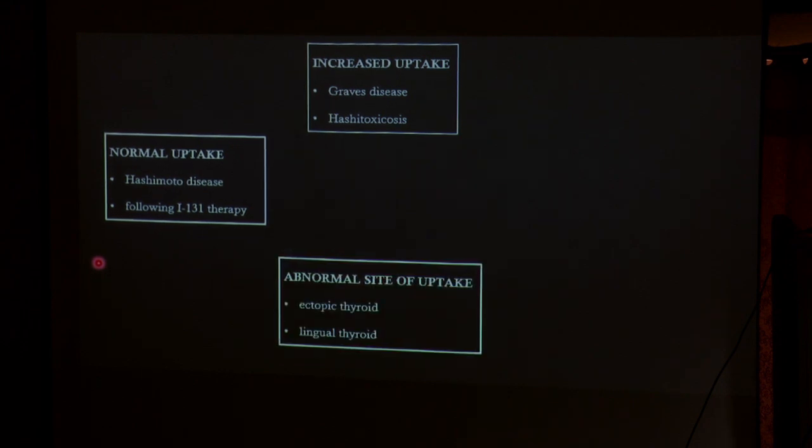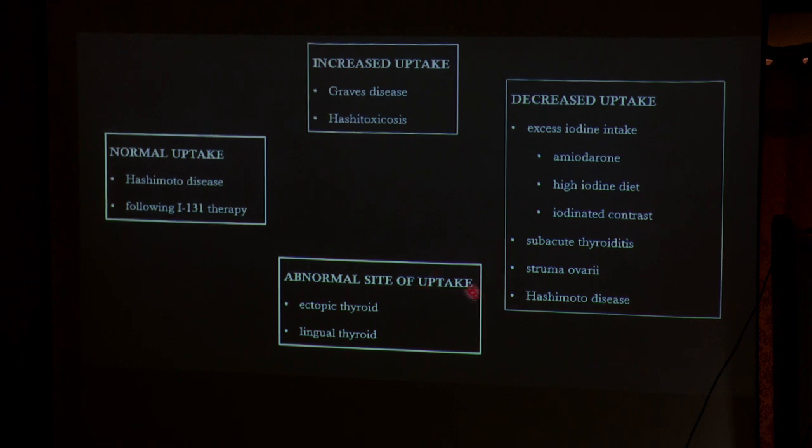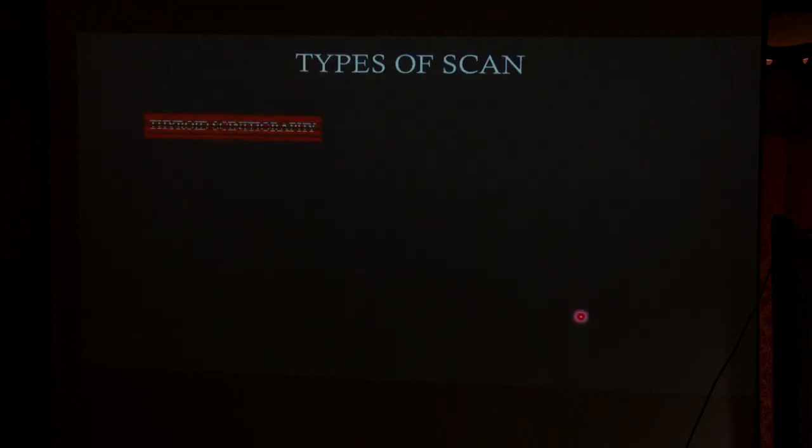Abnormal site of uptake, like we all know, it's going to be in ectopic as well as in lingual thyroid cases. And decreased uptake will be seen in subacute thyroiditis, struma ovarii, as well as Hashimoto's in the hypothyroid state of it. And in excess iodine intake, we'll have decreased uptake in the gland.